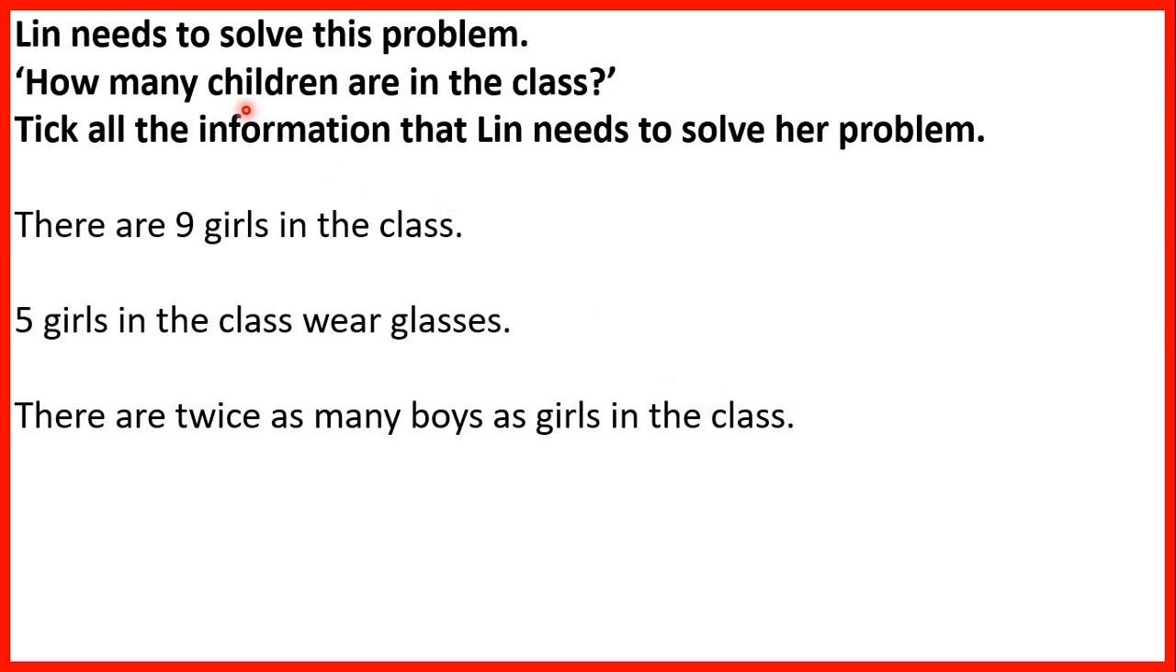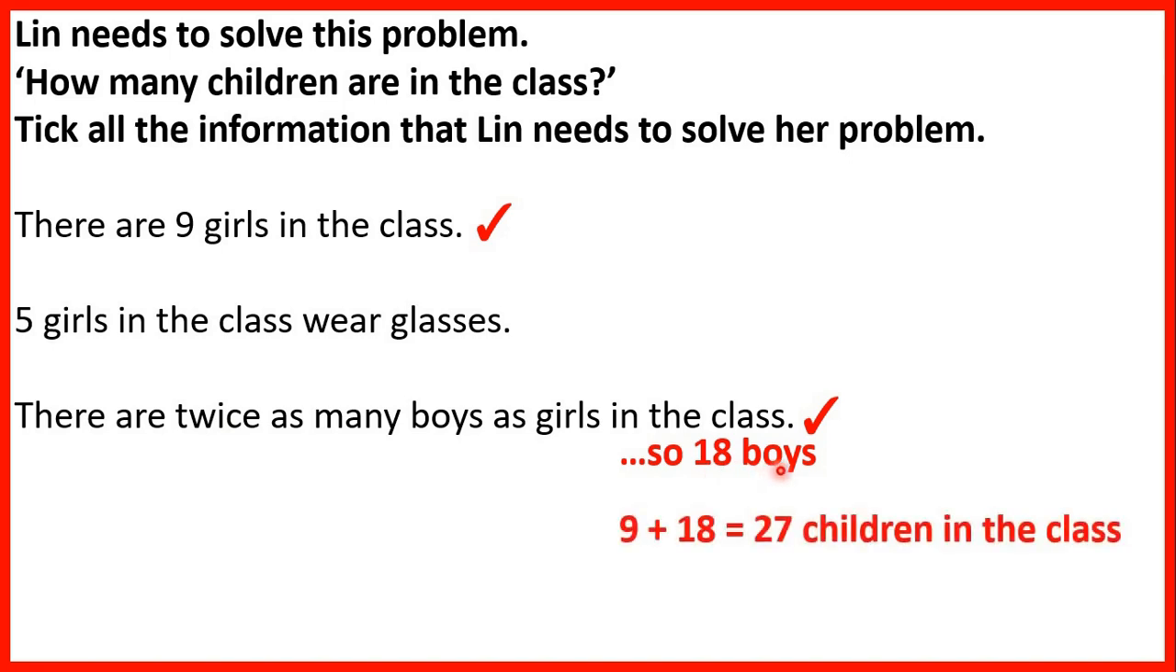So to find the total number of children that are in the class, Lynn needs to know that there are 9 girls and that there are twice as many boys as girls. Because if there are 9 girls and twice as many boys, we can find the number of boys by multiplying 9 by 2. And 9 times 2 is 18, so that tells us that there are 18 boys. So if we know that there are 9 girls and 18 boys, we know that there must be 27 children in the class altogether.